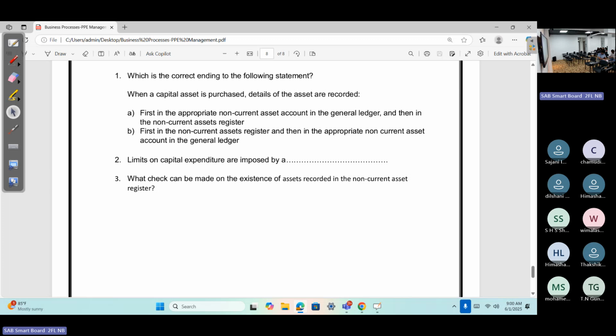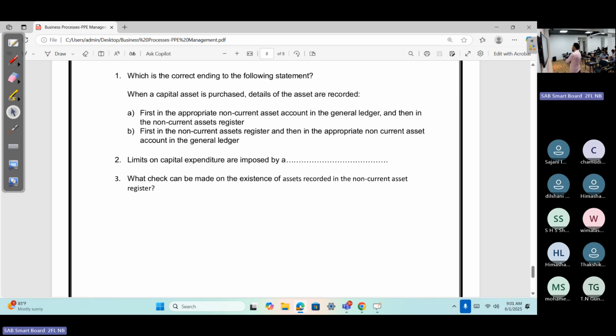Shall we discuss? Which is the correct ending to the following statement? First FAR, second ledger; or first ledger and FAR. First in the appropriate non-current asset account, the ledger, and then non-current asset ledger. A, B: first in the non-current asset register, and then in the appropriate non-current asset account ledger, which is correct. A is correct one. Second one, limits on capital expenditures are imposed by CapEx, capital expenditure.